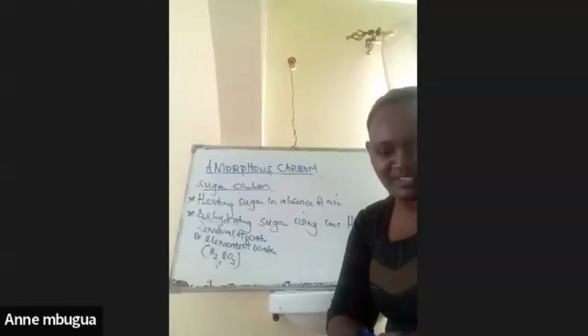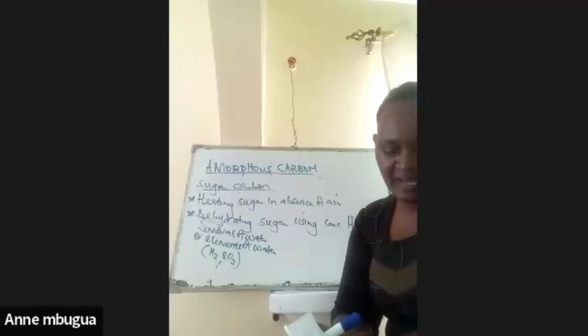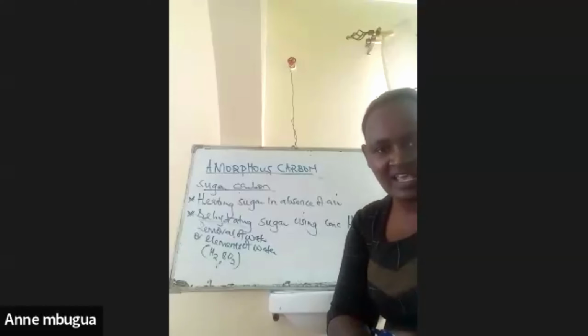So the other question, I'm not yet done with the questions. The other question is, give the differences between the two pure allotropes of carbon, that is diamond and graphite. The other question is, state 3 uses of diamond, 3 uses of graphite, and amorphous carbon.